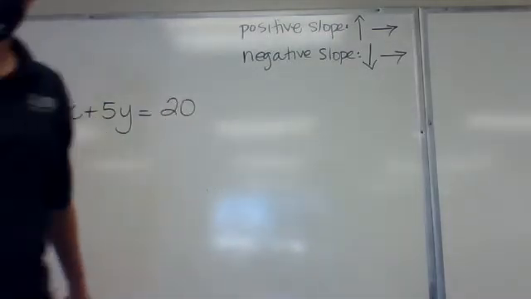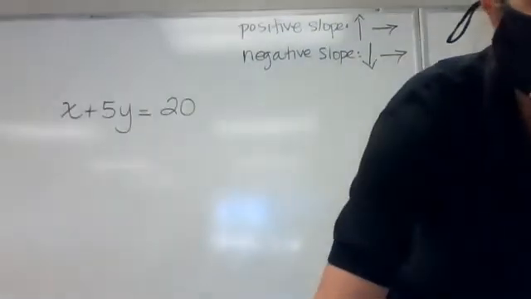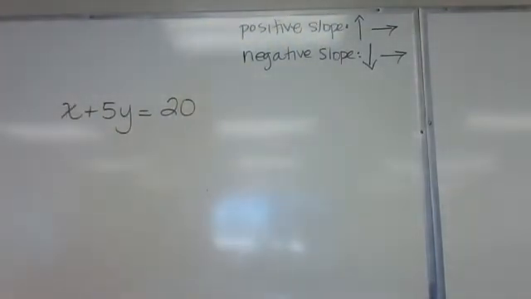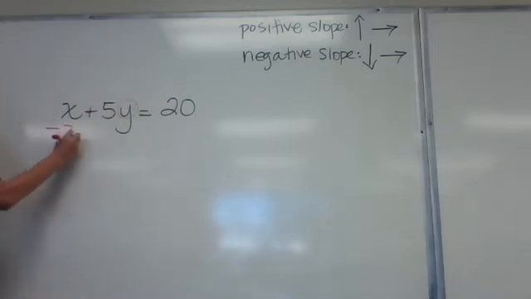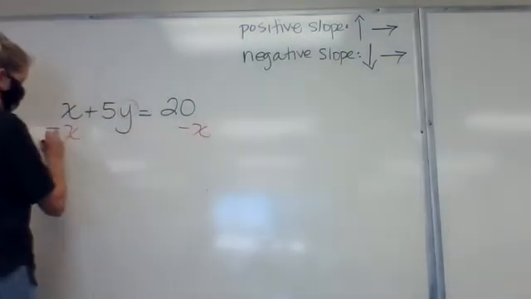All right, try that one. x plus 5y equals 20. Okay, so let's solve this one for y first. Getting the y by itself, I need to get rid of x again. So I'm going to subtract the x.